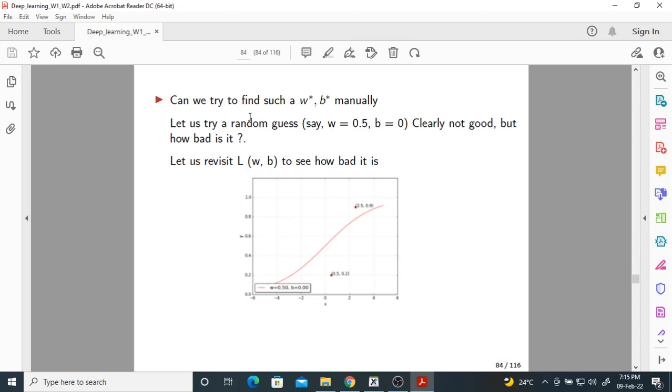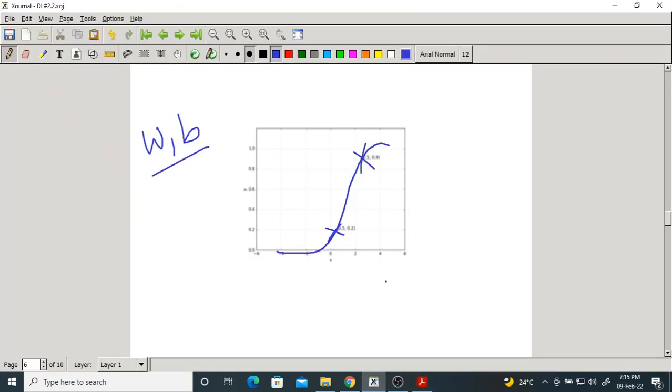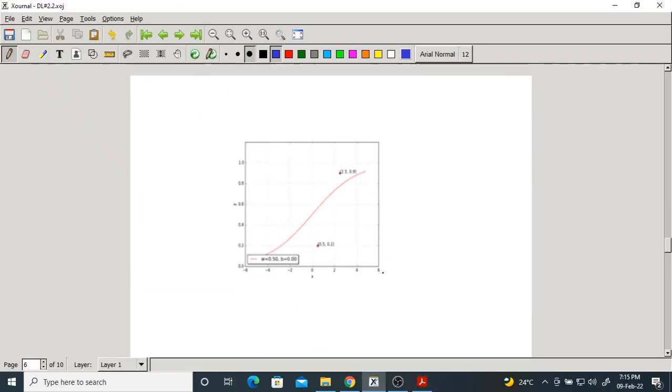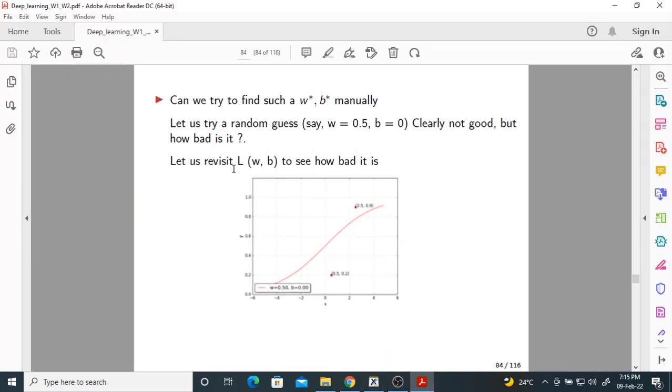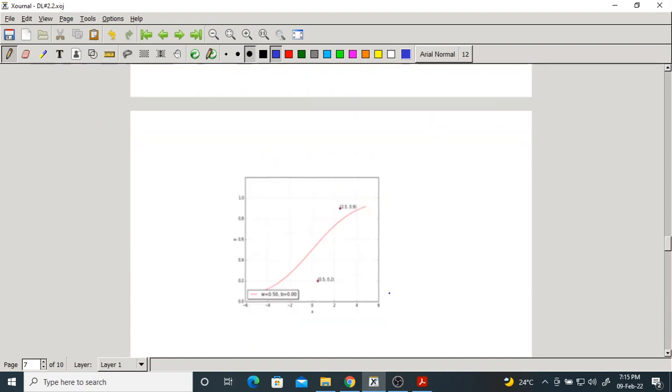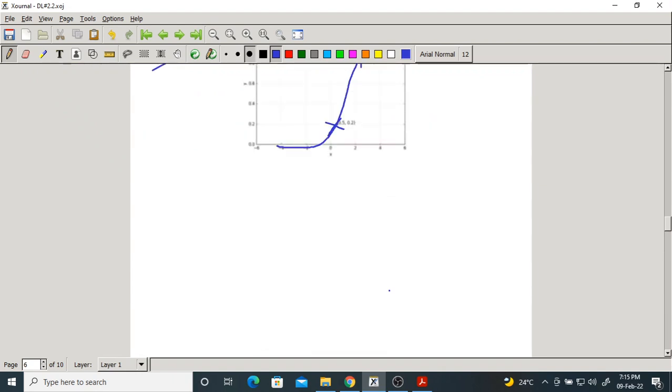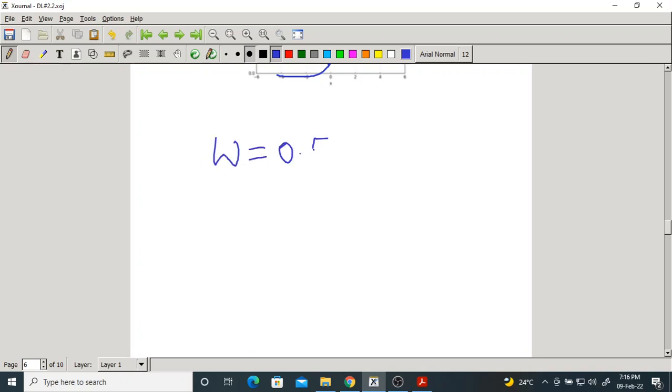So can we try to find such W star, B star manually? Let us try manually. Randomly, I am guessing W equal to 0.5, B equal to 0. There is no specific reason why I am guessing like so. It is random in nature.